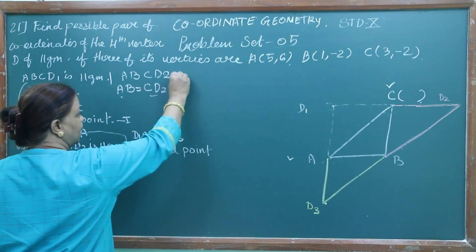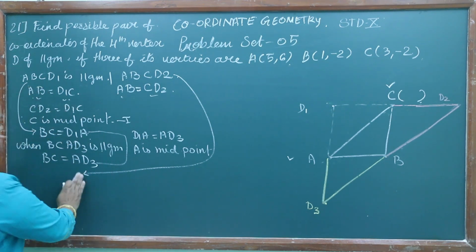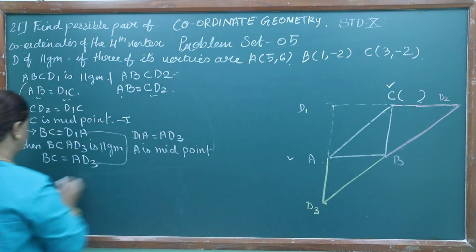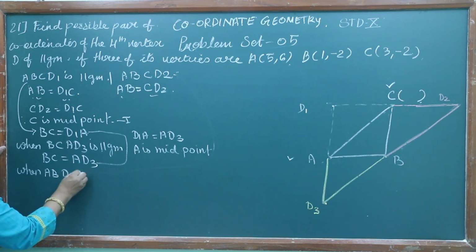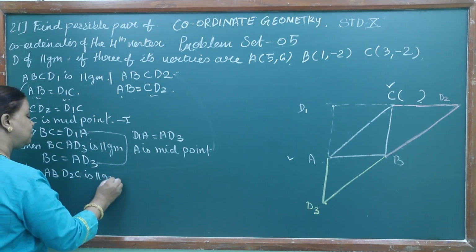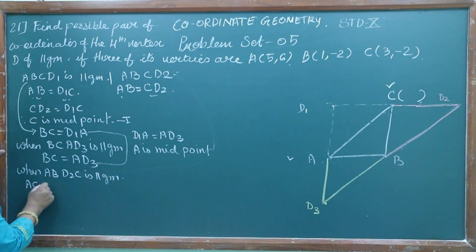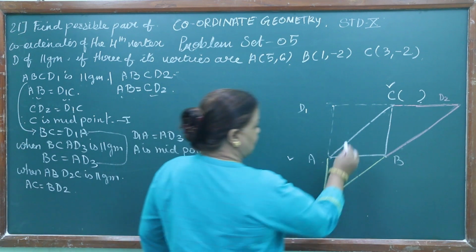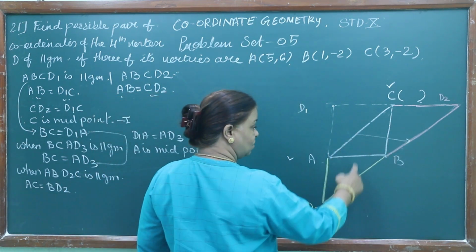Let me write it again here. When ABD2C is a parallelogram, that time what happens? AC is equal to BD2. Clear? AC is equal to BD2. Now we want to prove AC is equal to this.